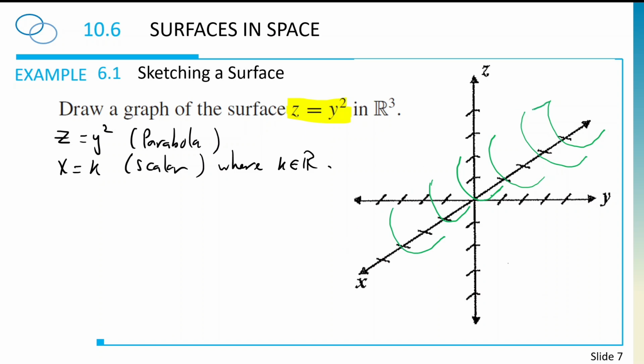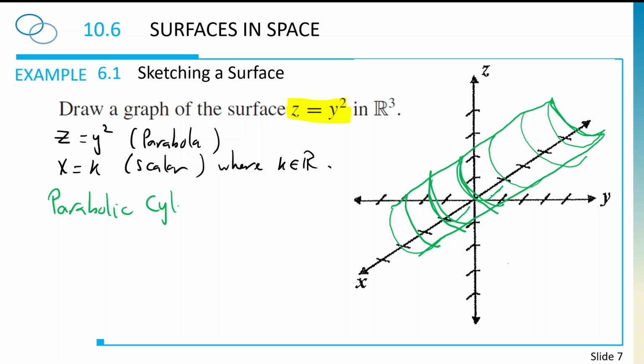If I think to join these parabolas, I'll try just to make it as clear as possible. These are supposed to look something like this. So this shape here, the one that I got here, looks like a parabolic cylinder. This is what I call a parabolic cylinder.